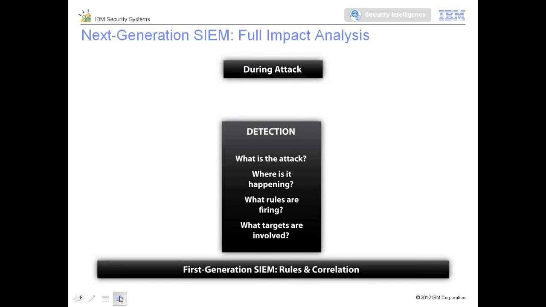So first generation SIEM, looking at it from a full impact analysis point of view, it was only during attack, right? So what did it do? It said, what is the attack? Where is it happening? What rules are firing? And what targets are involved? So it was a pretty simple kind of software, right?